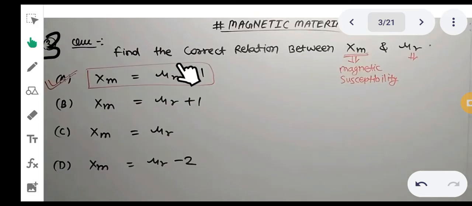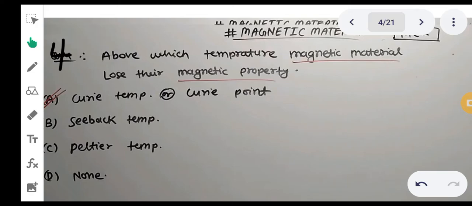Question 3. Find the correct relationship between XM and the UR. So, Abi, when we were learning the magnetic materials or engineering materials, you learned something about XM, that's the magnetic susceptibility, and UR. And we came across this expression: XM is given by UR minus 1. So this is the correct relationship between XM and UR.